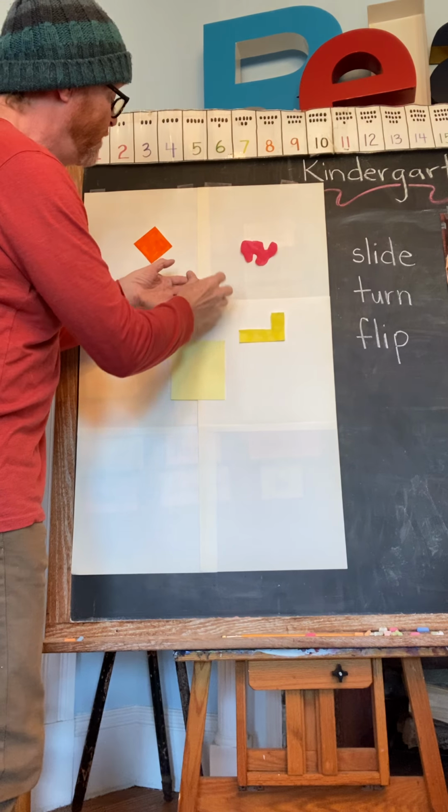And here, this shape I just call a blob. I'm going to flip it, and it still kind of looks like a blob. But my question for you is, is it the same shape or a different shape?